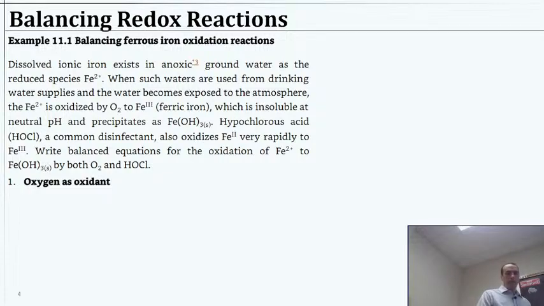Hypochlorous acid, so bleach, HOCl, is a common disinfectant that also oxidizes Fe2+ very rapidly to Fe3+. And so the challenge here is to write a balanced reaction. We're going to start with oxygen as the oxidant. We'll do the hypochlorous acid next.